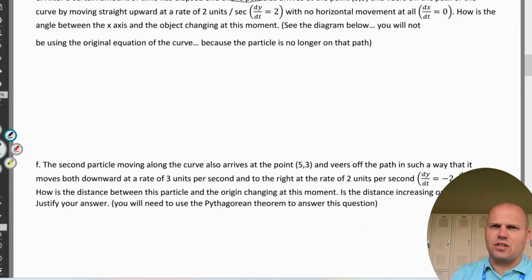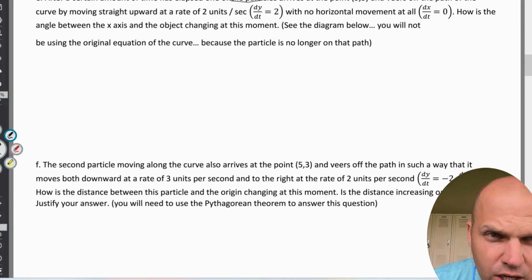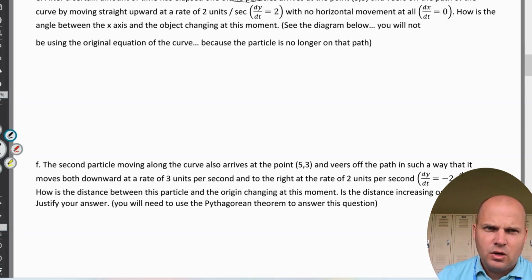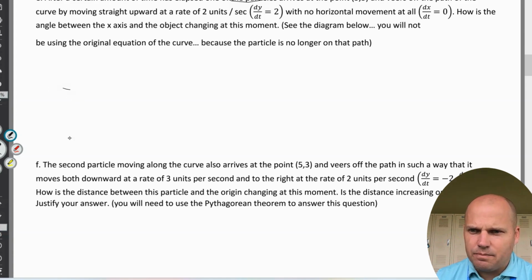After a certain amount of time has elapsed, one of the particles arrives at (5,3) and veers off the path of the curve by moving straight upward at 2 units per second with no horizontal movement at all. How is the angle between the x-axis and the object changing at that moment? See the diagram below. Oh, there's no diagram. Make a diagram. You will not be using the original equation because the curve is no longer the path. We arrive at the point (5,3).